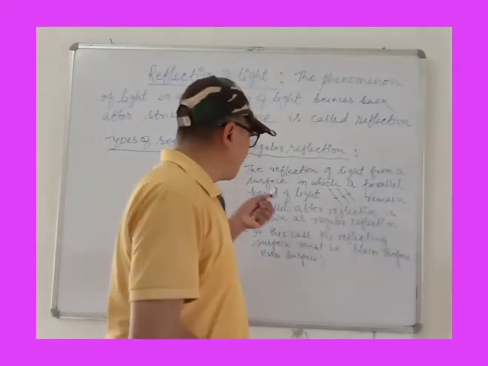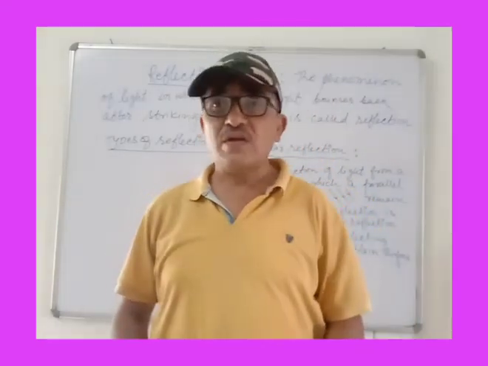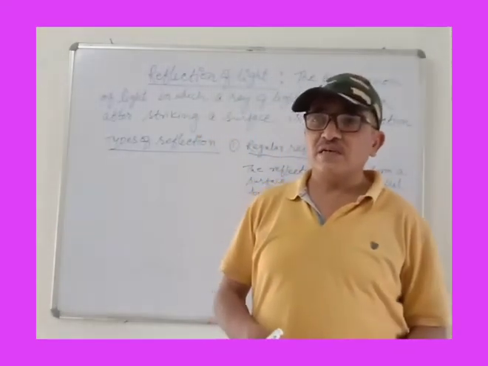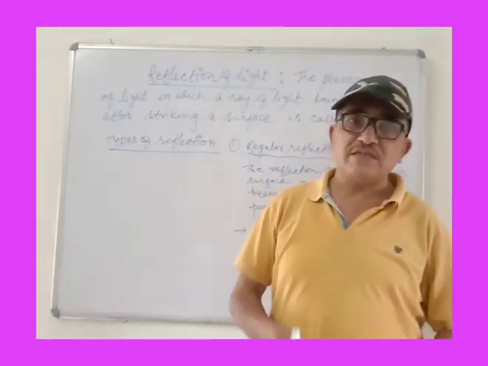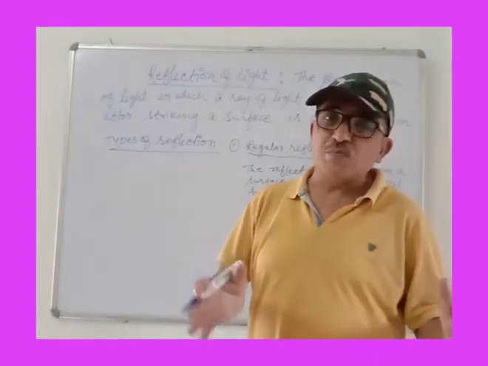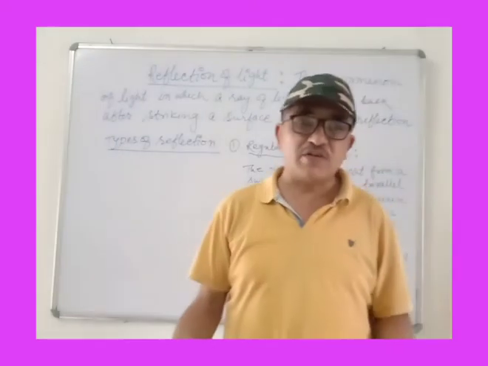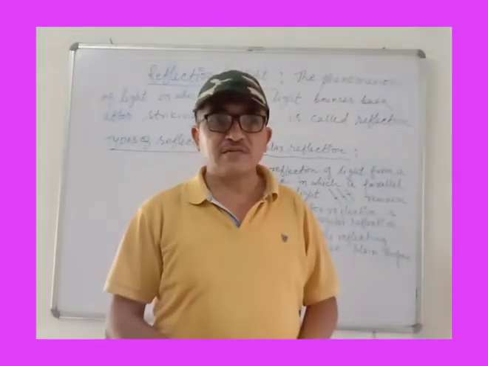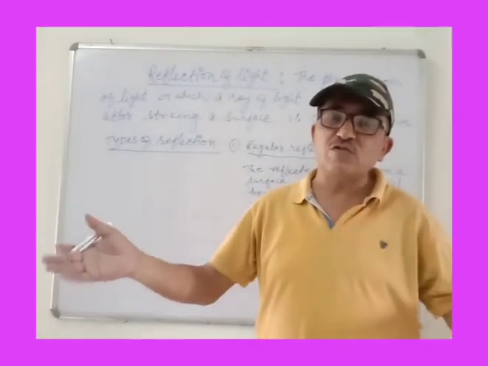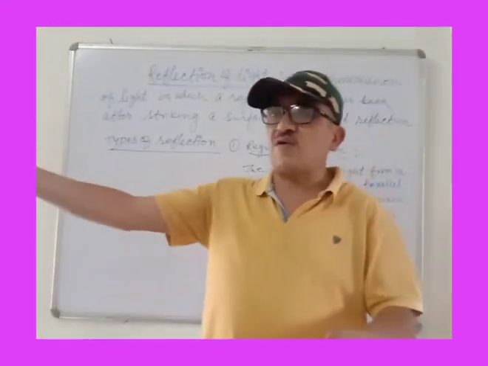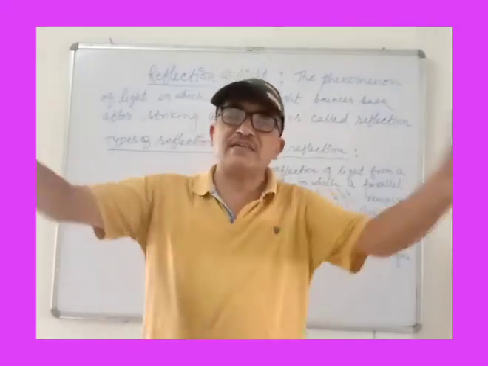In regular reflection, the laws of reflection are valid. But the other category, irregular reflection, happens most of the time, and we see the things around us because of irregular reflection, scattered reflection. Regular reflection has very little use. Irregular reflection has so much use. We can see whatever things are around us because of irregular reflection, scattering in different directions.